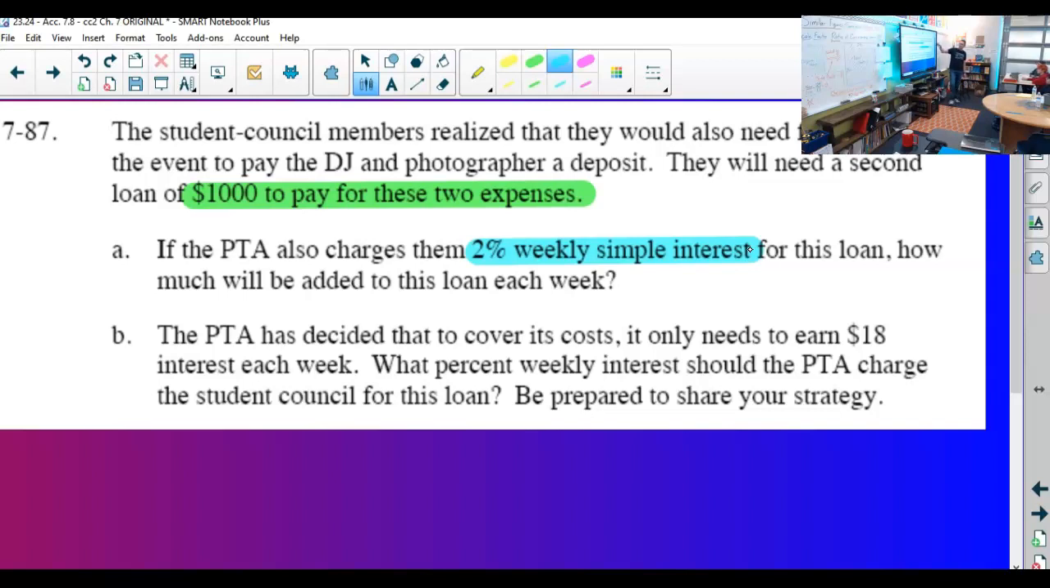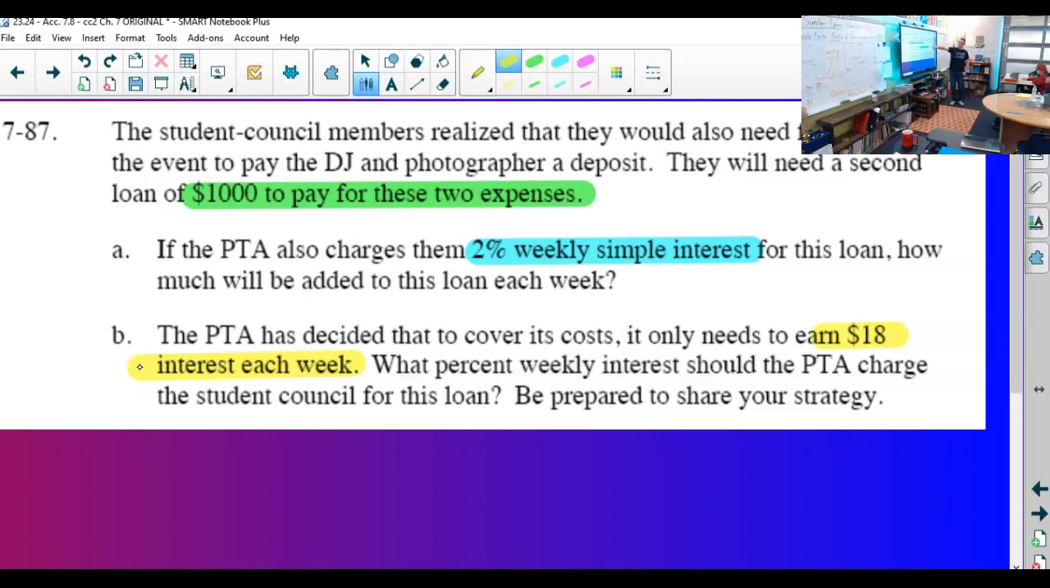All right. So, this problem's different. The PTSA says, hey, we'll cover that cost also, and we'll only charge you $18 each week. Only. And you're a critical thinker, and you're like, is that better than the 2%? Or are they trying to screw us over? So we need to figure out what percent this is.